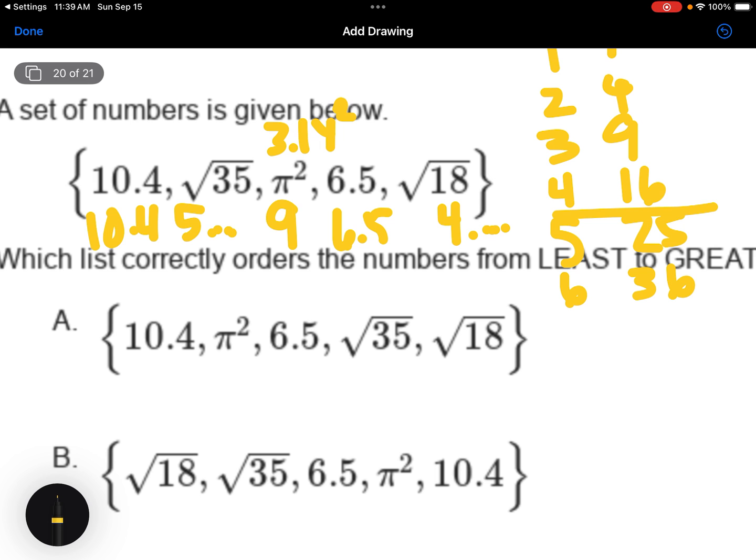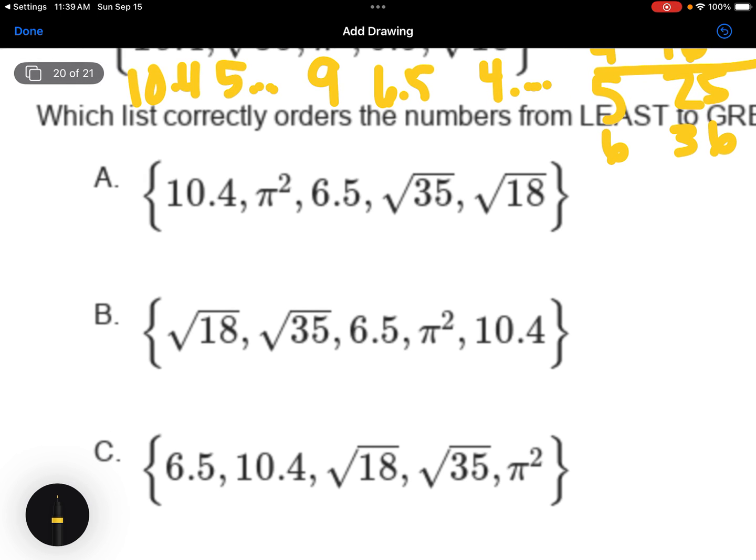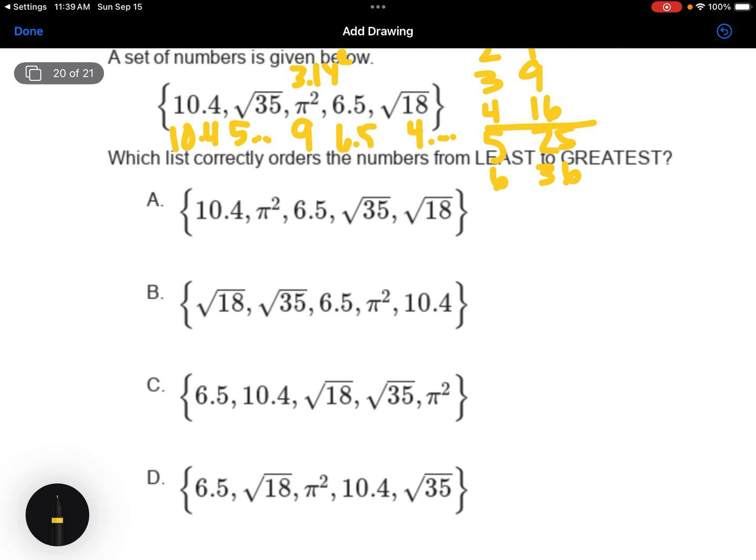So if I was going to put these in order from least to greatest, I know I have to start with the square root of 18. Then I would have the square root of 35. Then I would have 6.5, pi squared, and then 10.4. So my answer is B. So I don't actually have to figure them all out. I have to get an estimation.